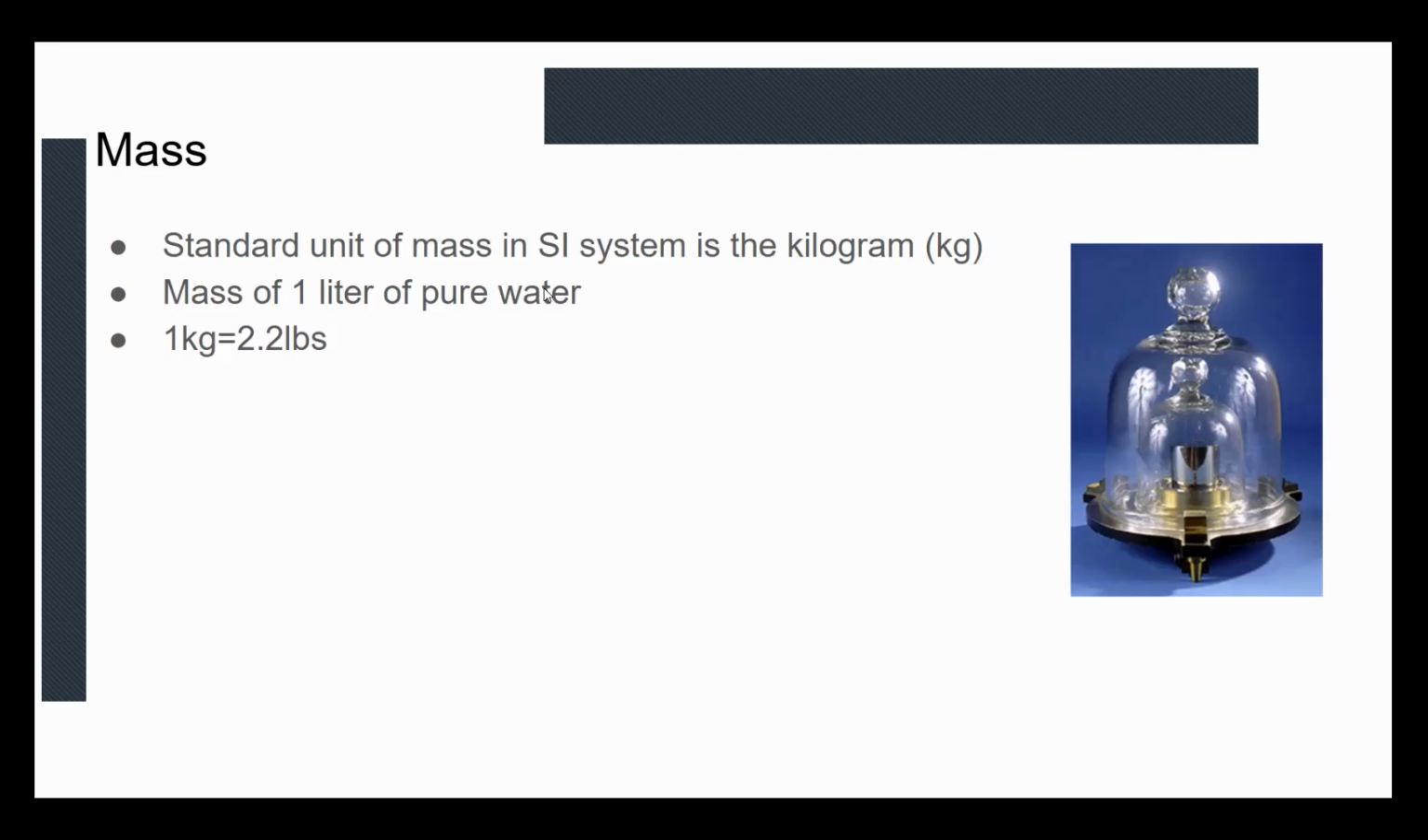So standard unit of mass in SI systems is the kilogram. If we have 1 liter of pure water, you have 1 kilogram in mass, which is the equivalent of 2.2 pounds.